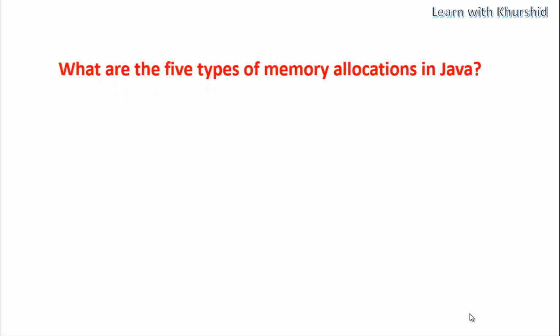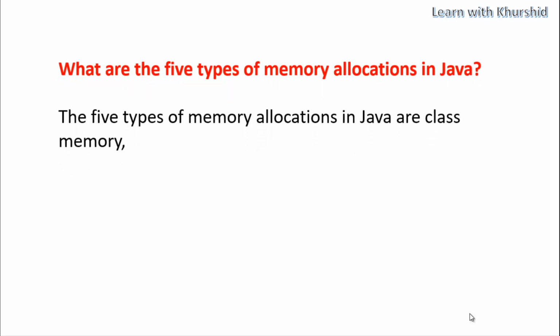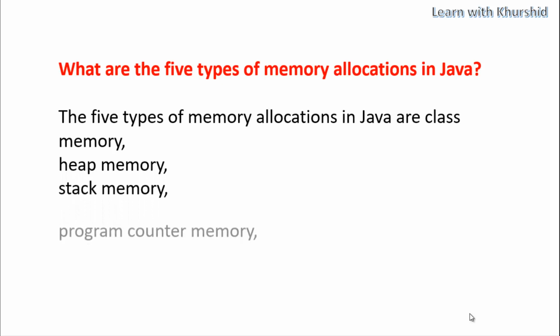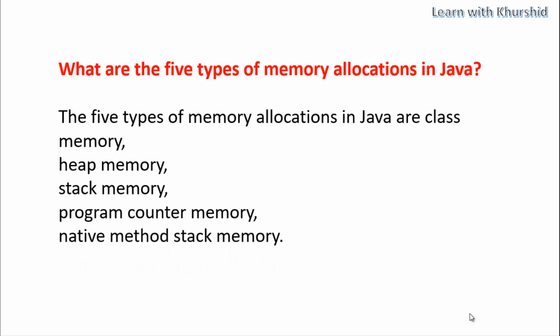What are the 5 types of memory allocation in Java? The 5 types of memory allocation in Java are class memory, heap memory, stack memory, program counter, and native method stack memory.